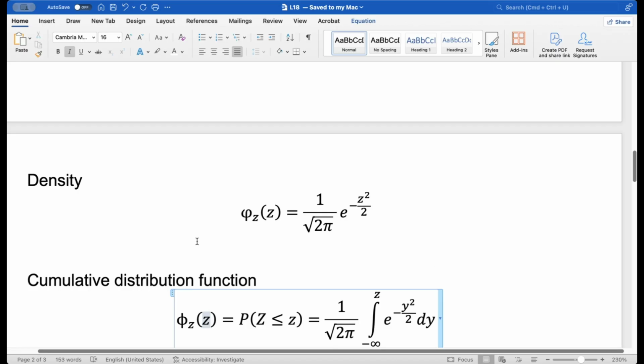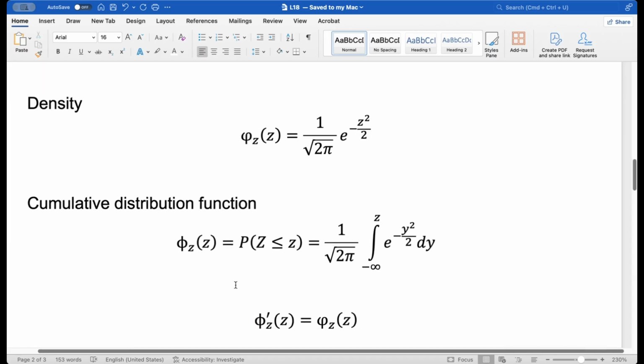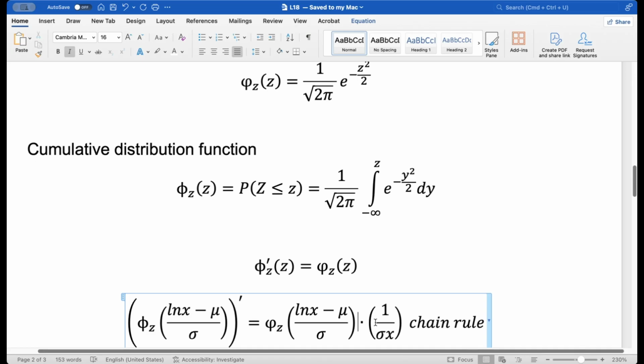So the cumulative distribution function when dealing with a continuous variable is the integral of the density. So if you take the derivative of the cumulative distribution function, you get back the density. In the case of the standard normal z, the derivative of the CDF on the left is equal to the density on the right. Now we're making a change of variables here for z. Again, instead of the traditional x minus mu over sigma, it's going to be log x minus mu over sigma, because log x has a normal distribution.